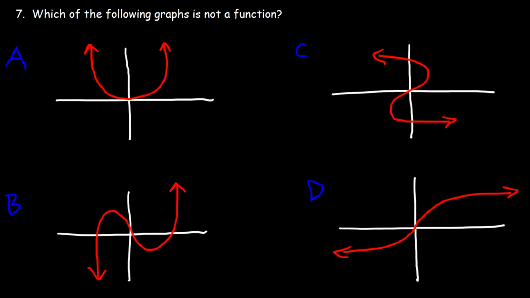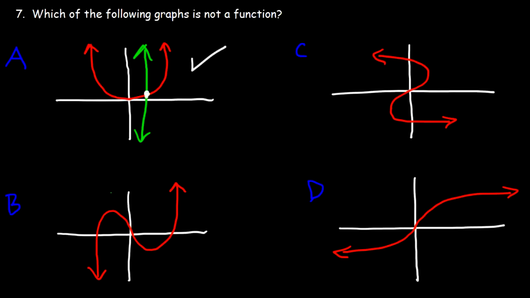Number 7. Which of the following graphs is not a function? In order to find the answer, we need to see which one does not pass the vertical line test. Starting with A, if we draw a vertical line, we can see that it touches it only once, which means that A is a function.